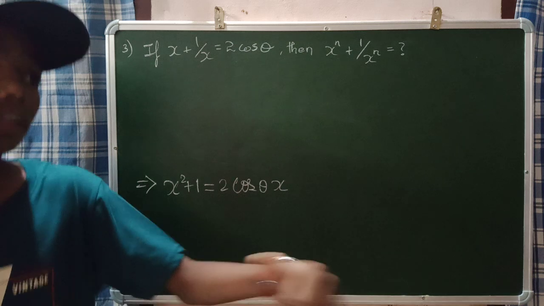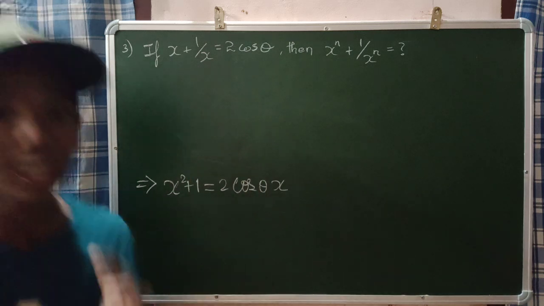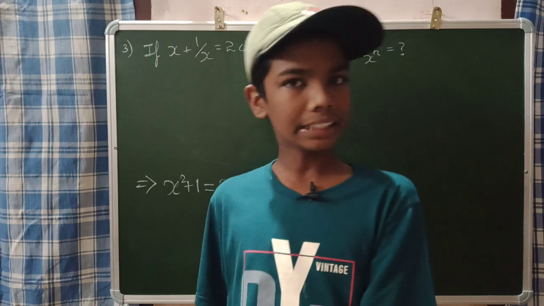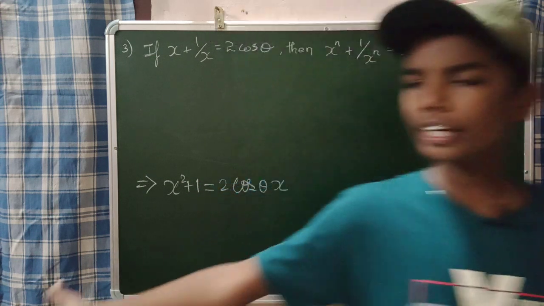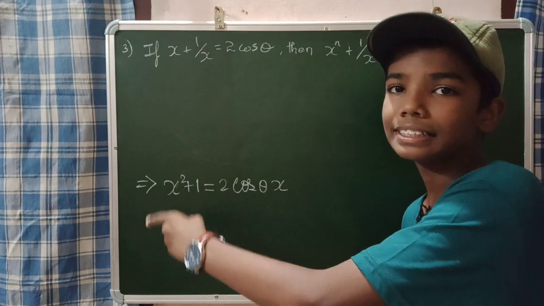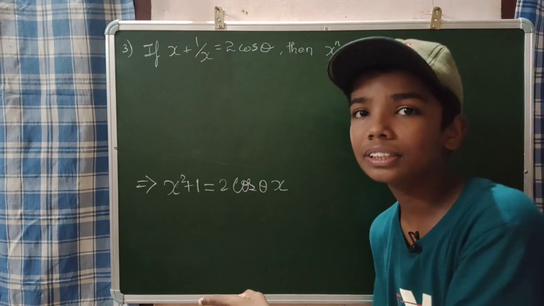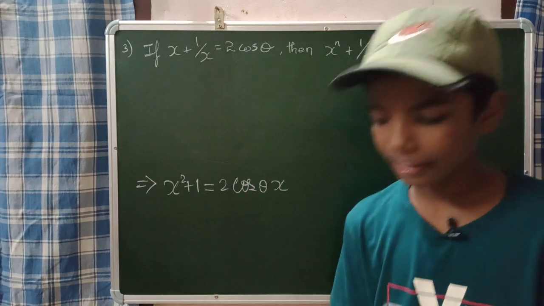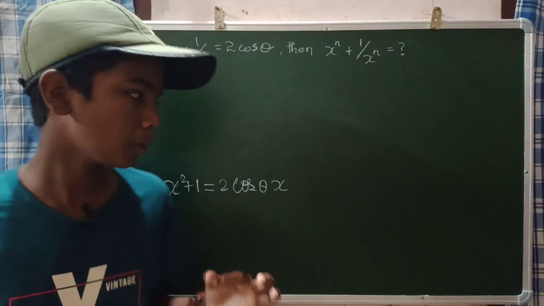I'm going to take all the terms to one side in order to convert into a quadratic form of ax square plus bx plus c is equal to 0. One side means LHS. When I take all the terms to one side, it looks like a form of quadratic equation, which is ax square plus bx plus c is equal to 0.